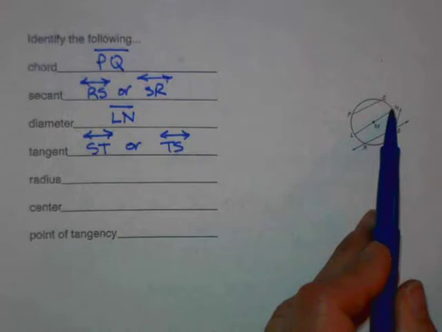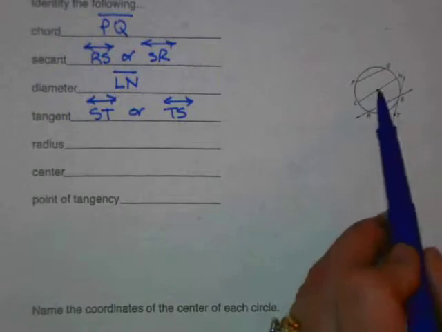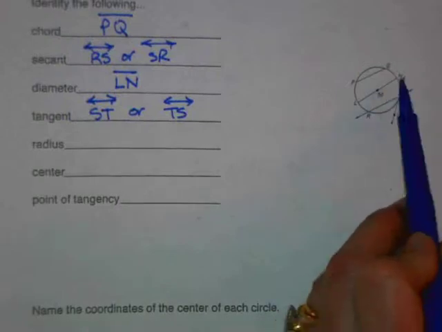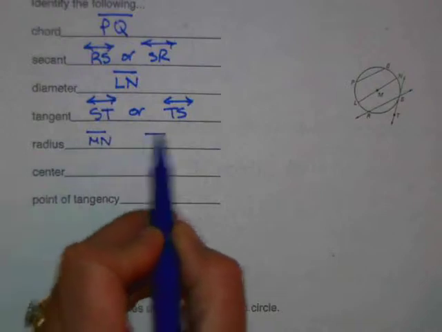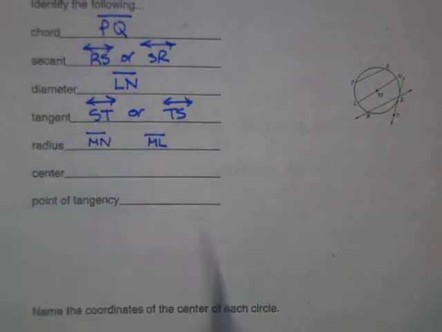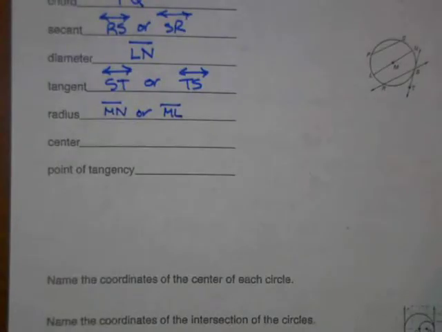Okay, radius. Radius, you could say it a couple different ways, MN or ML, whatever. Doesn't matter, they're both radius.